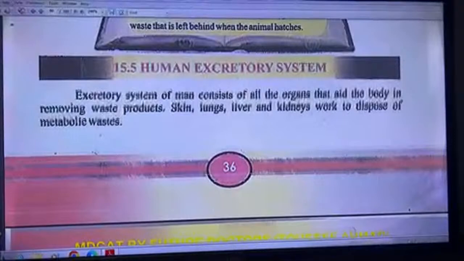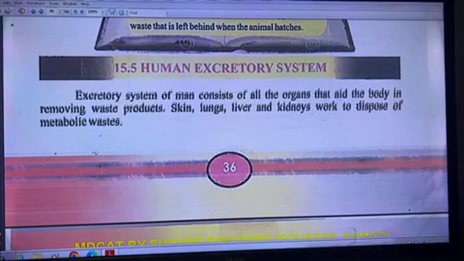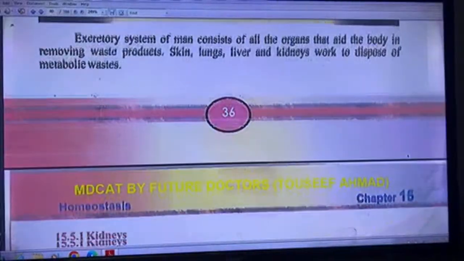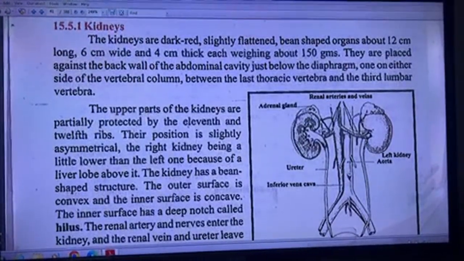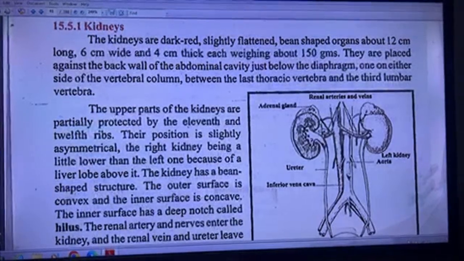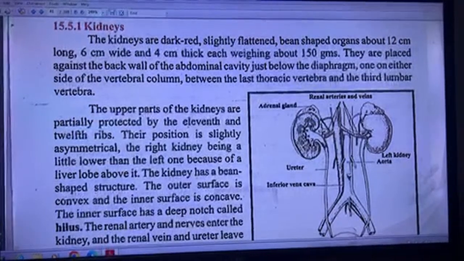Excretory system of man consists of all the organs that aid the body in removing waste products. Skin, lungs, liver, kidneys work to dispose of metabolic wastes. Kidneys. The kidneys are dark red, slightly flattened, bean-shaped organs about 12 centimeters long, 6 centimeters wide, 4 centimeters thick, each weighing about 150 grams.